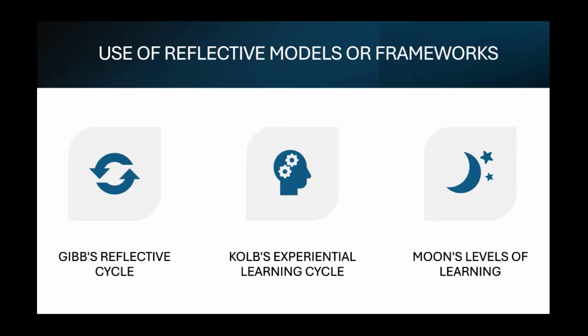Now I'm coming to the 3 frameworks. The first one is called the Gibbs reflective cycle. The second one is called the Kolb's experiential learning cycle. And the third one is called the Moon's levels of learning. Now, overall, you can write roughly between 750 to 1,000 words for the whole coursework 2. So it's not really too many words there.